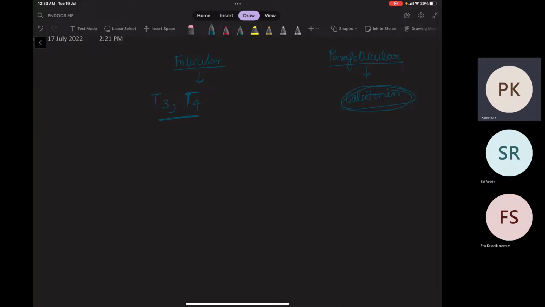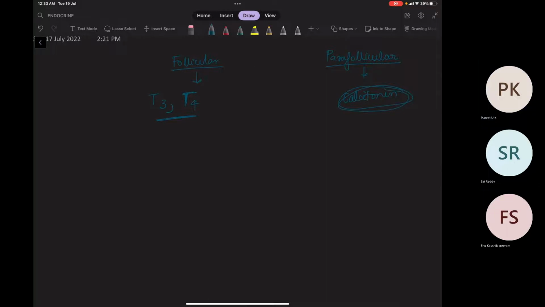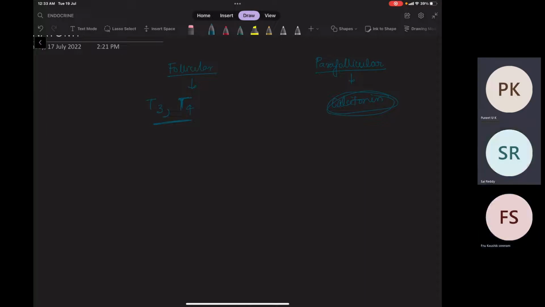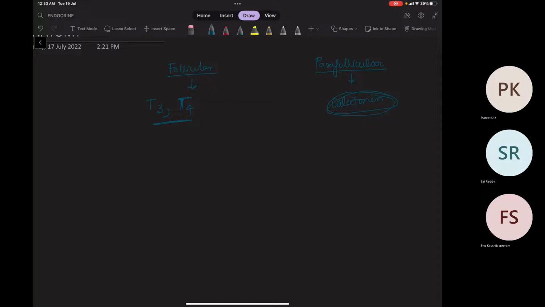Before that, what do you require to produce this? Thyroid binding globulin... no, leave that. You need iodine, which is taken in the dietary form. In which form? Not I-130, that's radioactive. It's taken in the form of iodide, the reduced form. And you need an amino acid called tyrosine, which is present in thyroglobulin.